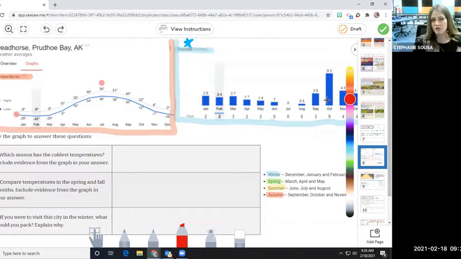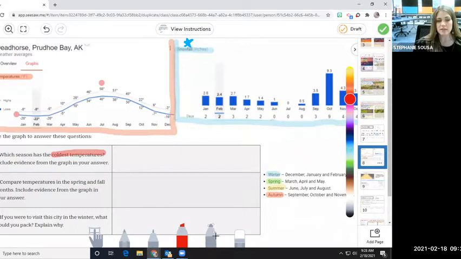When we get into the fall months over here, that's where we start to see more snow. From October through December, we're going to see a little bit more snow in that area. So that's what we can understand just from looking at our graphs. Now let's take a look at these questions. Which season has the coldest temperatures? Include evidence from the graph in your answer.